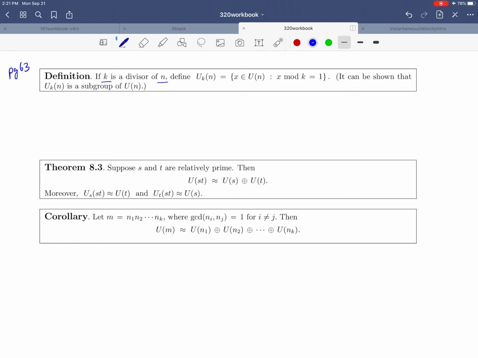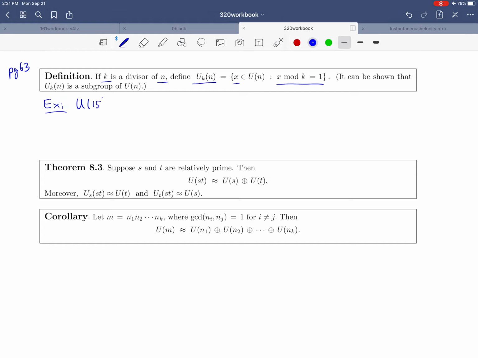Suppose k is a divisor of n. Then we want to define a new group, U sub k of n, to be all the elements in our group of units mod n such that x mod k is equal to 1. And it can be shown that this is actually a subgroup of U of n. So we want this new group. Let's look at an example of what we're talking about.